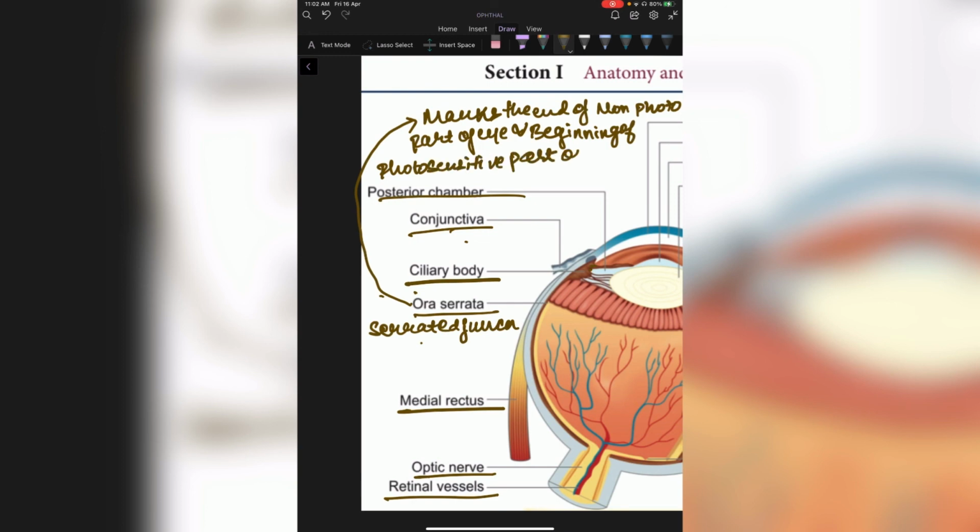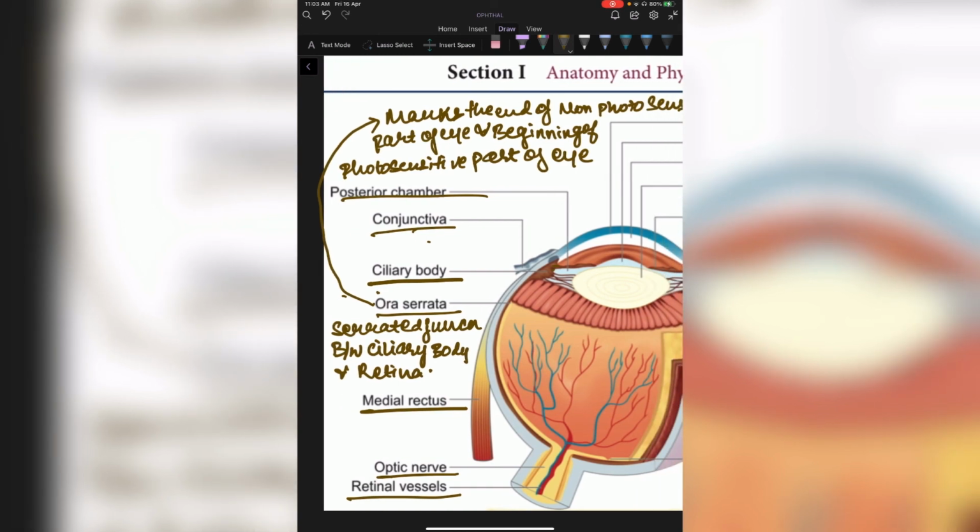So basically, the ora serrata is a junction between the ciliary body and the retina, and it will mark the end of the non-photosensitive area of the eye, just the light collecting part, and the beginning of the photosensitive part of the eye, that is your retina.